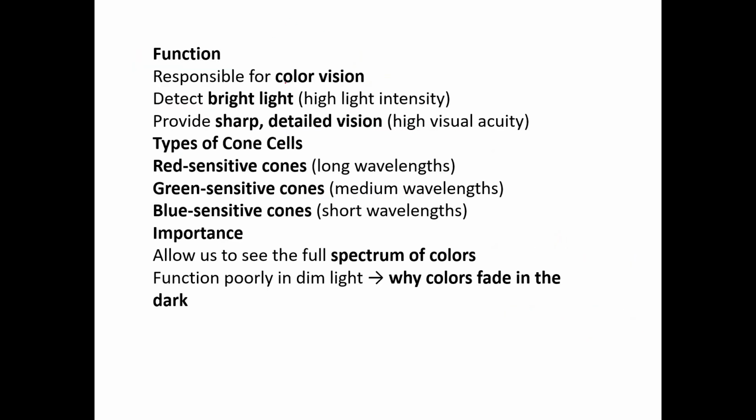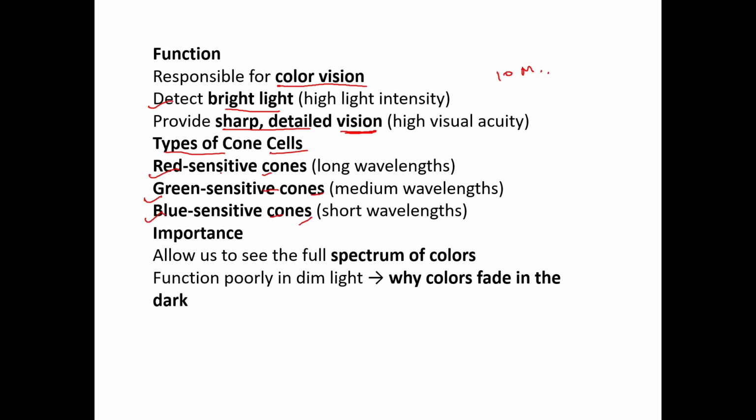Let's learn about some facts related to cones. They help to give color vision, detect bright light, and provide sharp detailed vision, right? Even the human eye can detect 10 million colors. Types of cone cells are red sensitive cones, green sensitive cones, and blue sensitive cones.